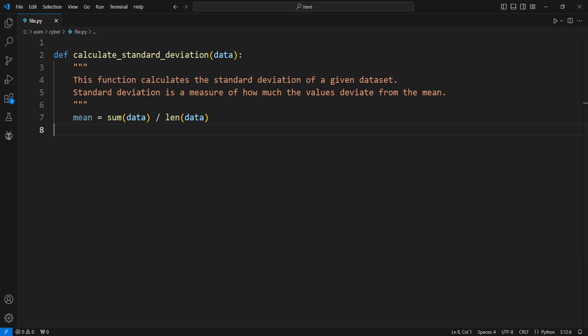Sum of data adds up all the values in the dataset. Len of data gives the number of values in the dataset. By dividing the sum by the length of the dataset, we calculate the mean, the average.